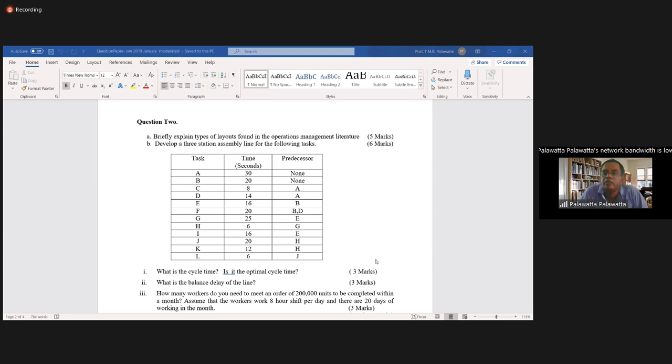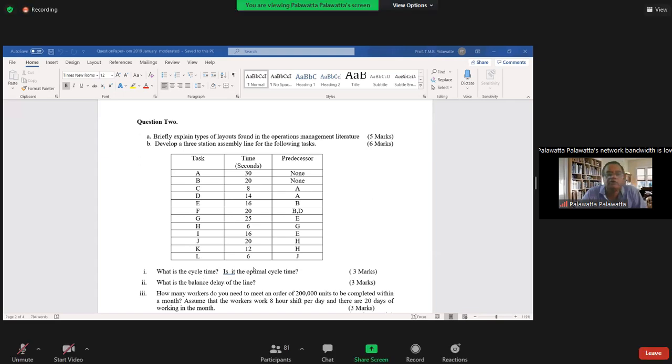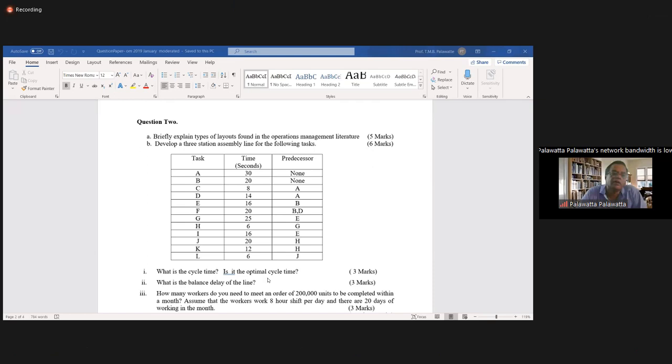So now, we are being asked to develop a three-station assembly line for the following tasks. And then question number one: first thing you have to do is develop a three-station assembly line. Then we have to answer what is the cycle time, is it the optimal cycle time, and what is the balance delay of the line?